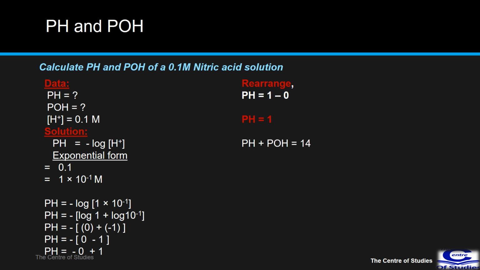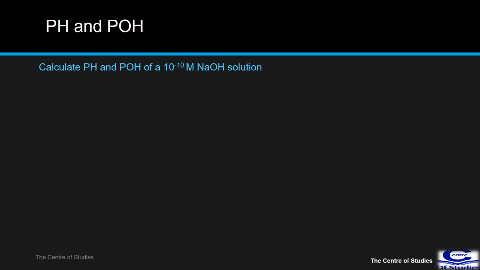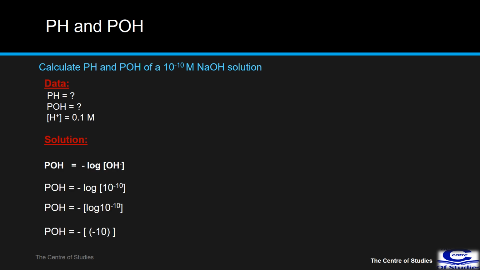And for pOH, we know that the sum of pH and pOH is 14. So the pOH becomes 30. Now calculate the pH and pOH of a 10 raised to power minus 10 molar solution of NaOH. Now the data, moving to the solution. pOH is equal to minus log of OH negative ion. Now placing the values, we get pOH is equal to 1. And for pH, we know that pH plus pOH is equal to 14. So by subtracting 10 from 14, we get pH, that is 4.